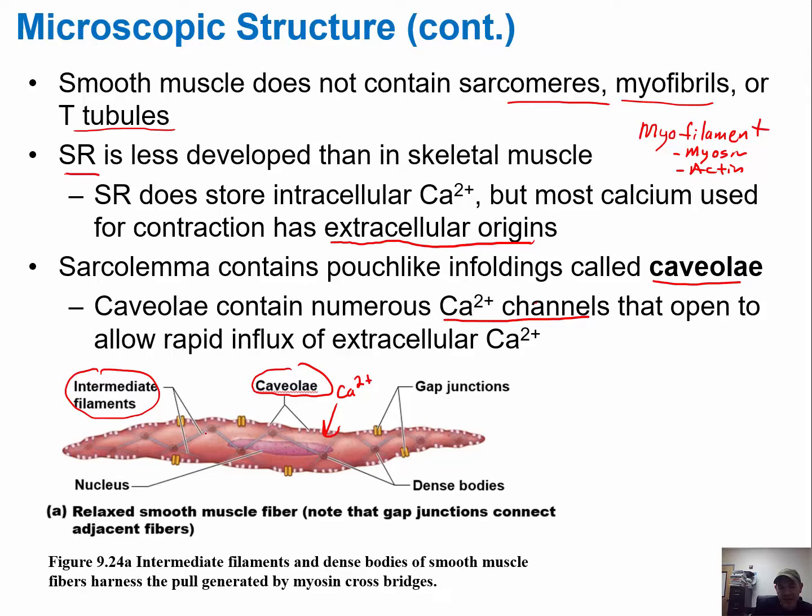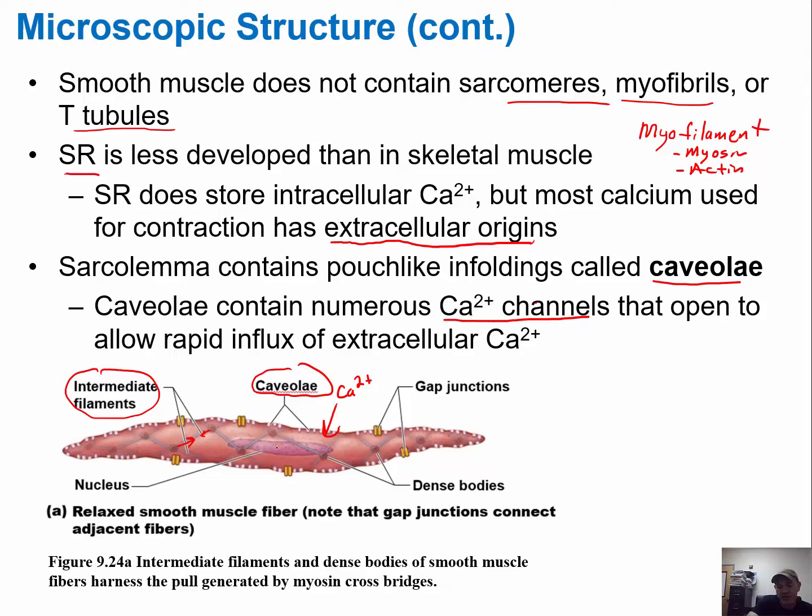So in skeletal muscle, thin filaments are attached to the Z discs, and they end up pulling on the Z discs, shortening the sarcomere. But here, if we attach thin filaments to one dense body and then to another, and those thin filaments are pulled in, then the dense bodies get pulled towards each other. So if all these dense bodies get pulled towards each other, that overall shortens the smooth muscle cell.